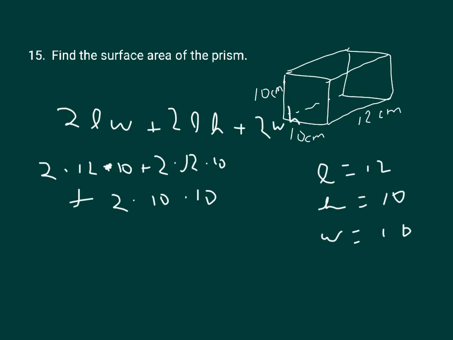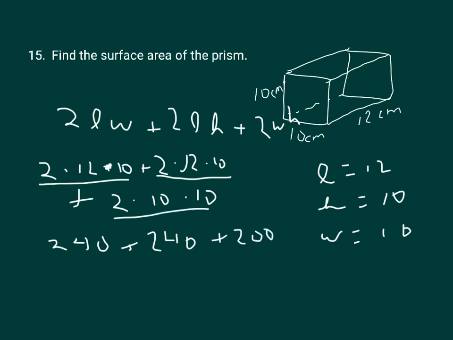12 times 10 is 120, we double that, we get 240. Simplifying this part, 12 times 10 again is 120, double it, it's another 240. And here 10 times 10 is 100, double 100, and it's 200. 240 plus 240 is 480, and 480 plus 200 is 680, so the surface area is 680, and we're in centimeters, so it's square centimeters.